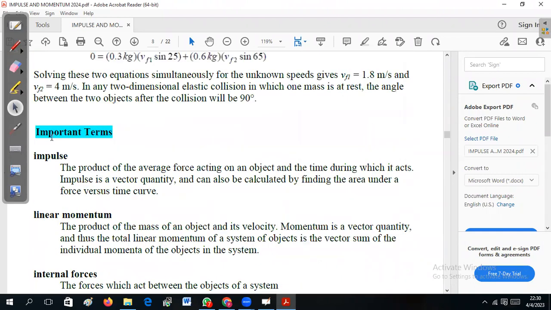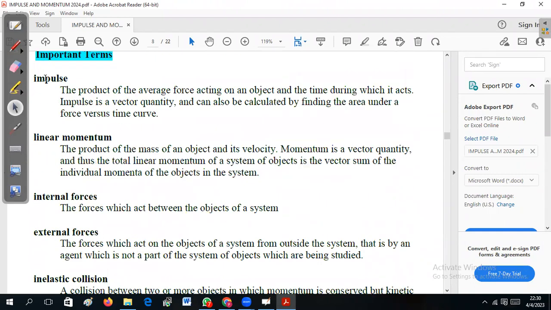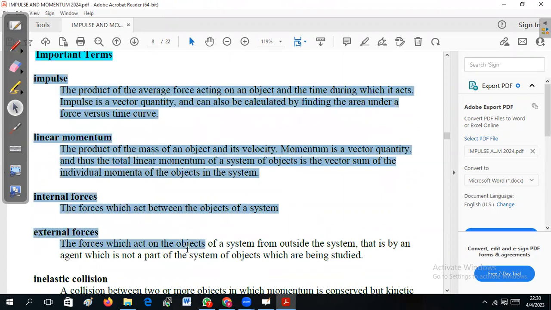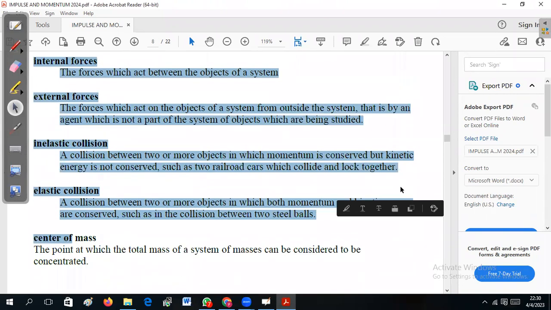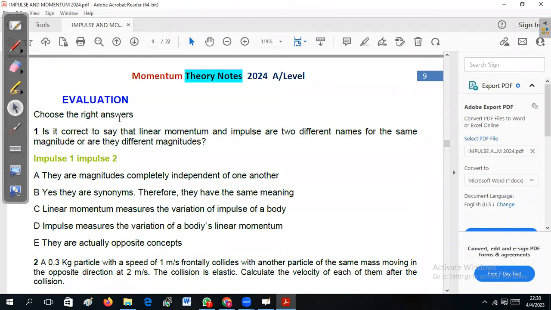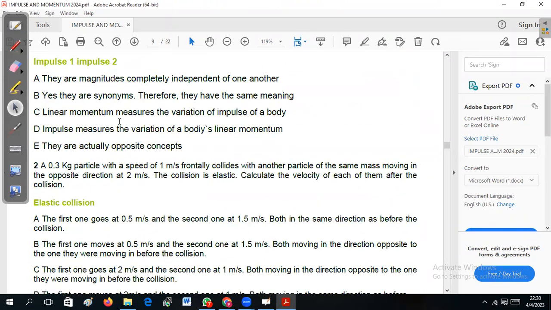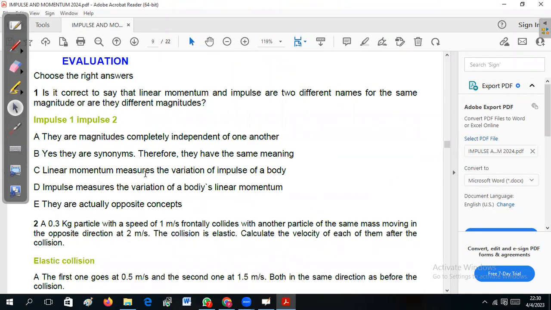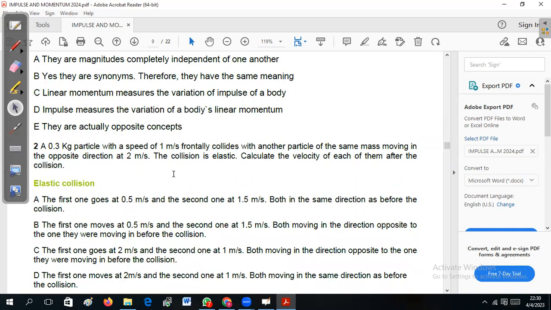And you have to be really familiar with these words like impulse, linear momentum, inertial force, external force, inelastic and elastic collisions, and the center of mass. So the evaluation questions, you may try these yourself during this week as much as you can.